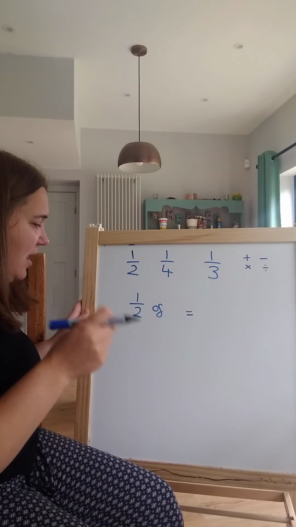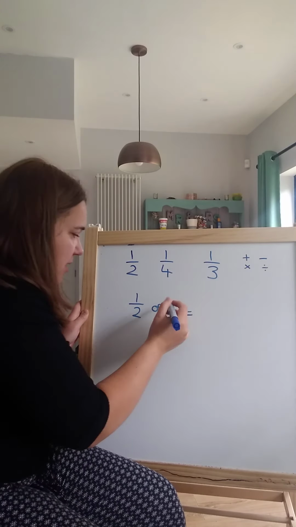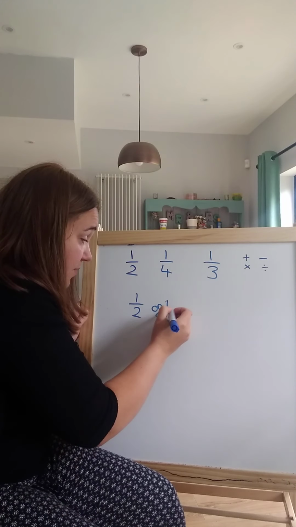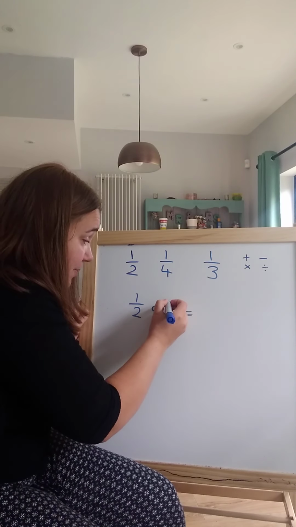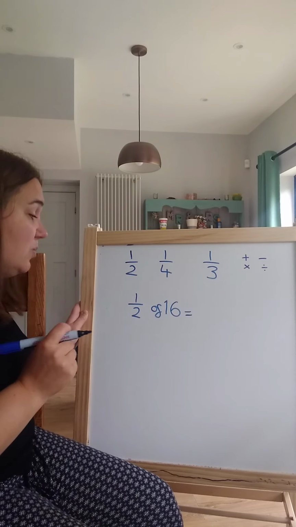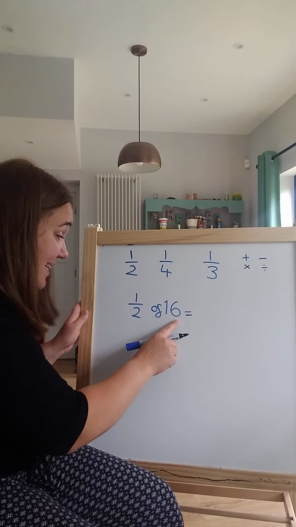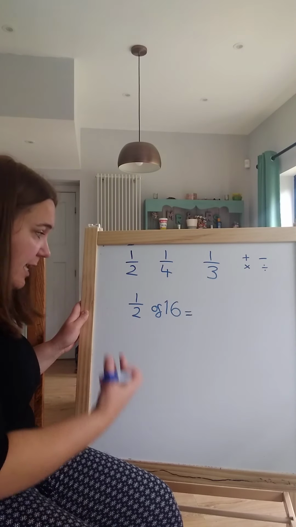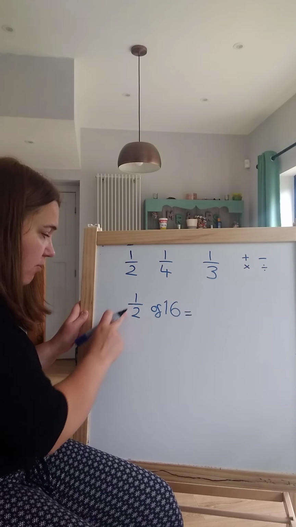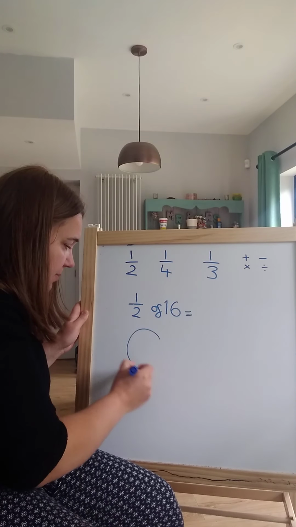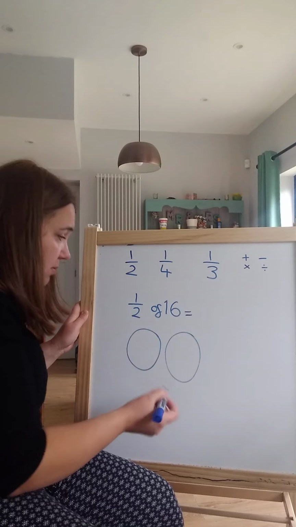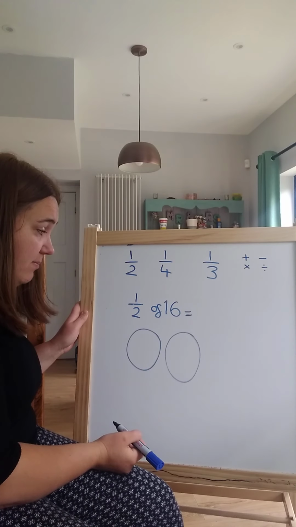Okay, so now I'm going to do a little higher number. And again, if you know the answer, fantastic. But I am going to show you with a method. So we're going to do half of 16. Okay, so again, I have a look. So I'm wanting two groups. Okay, so here we go. 1, 2. And I'm counting out 16, okay?